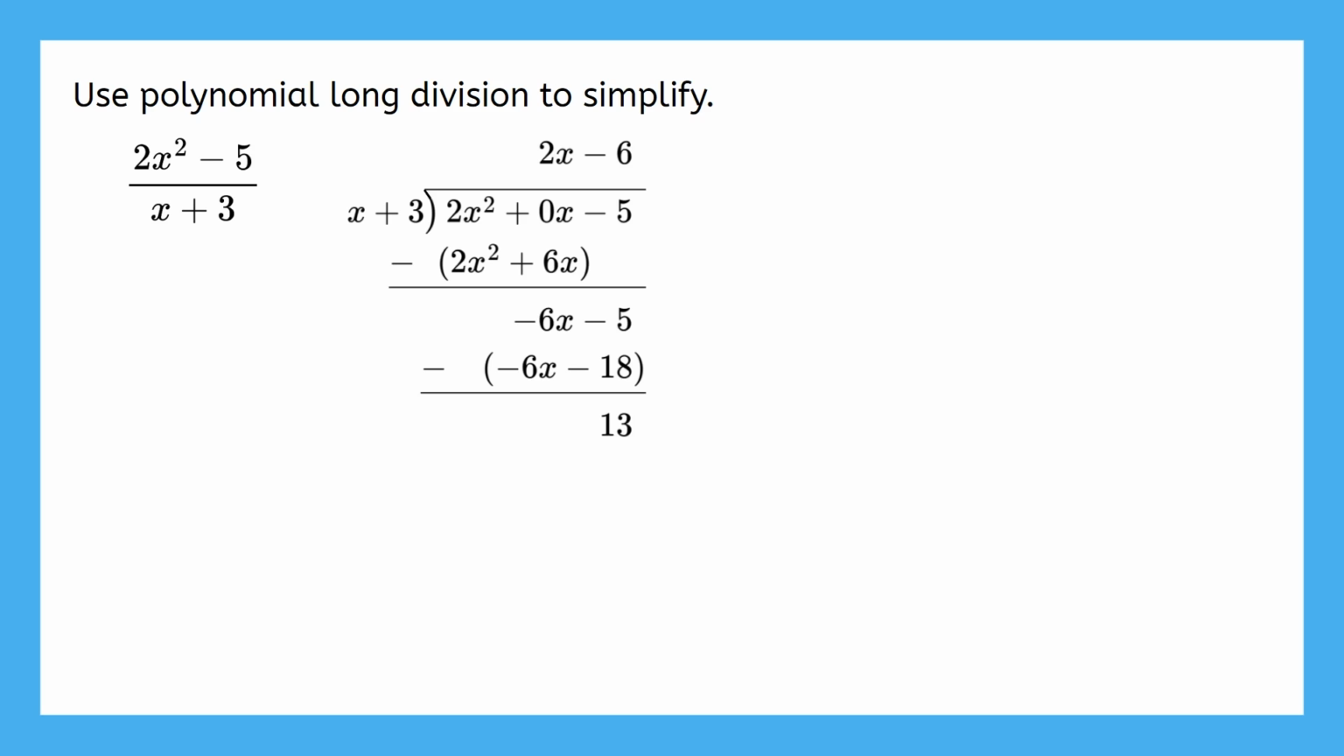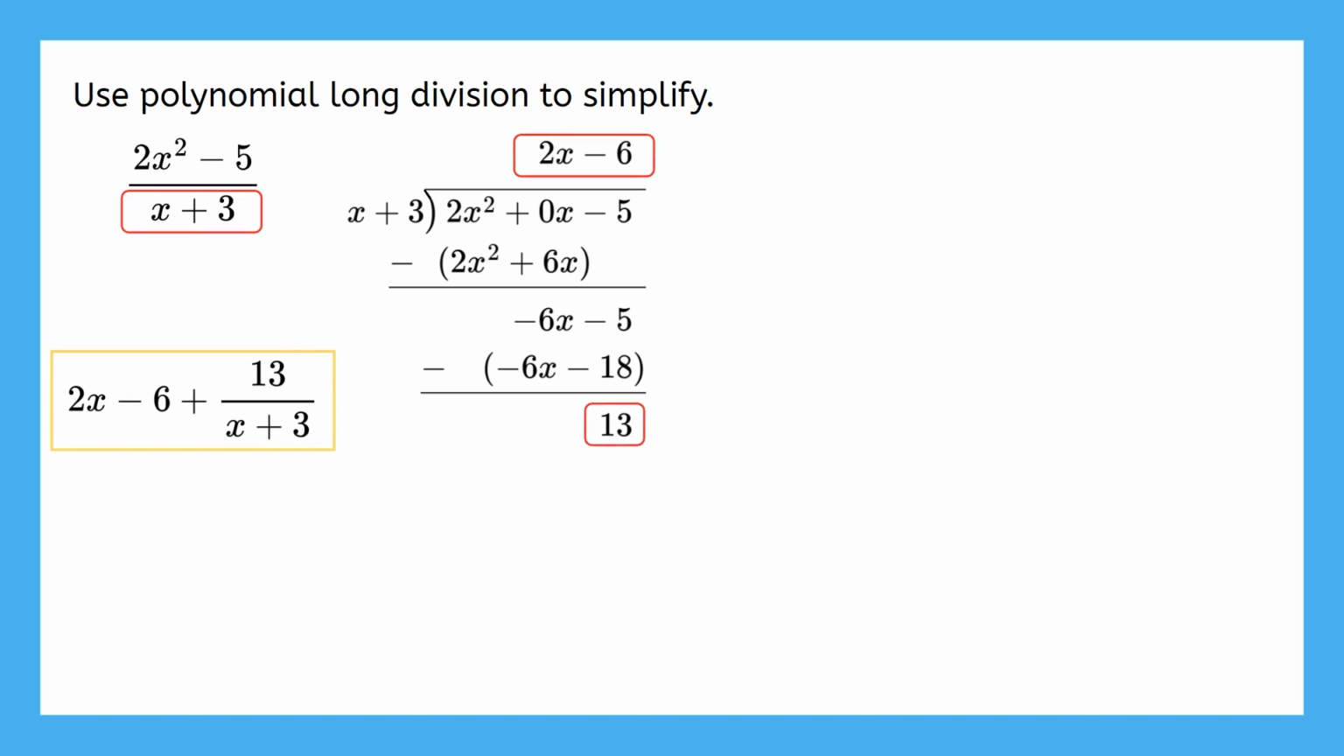For our final answer, we just have to write what we got on top of our long division symbol and our remainder over our divisor. And this gives us our final answer.